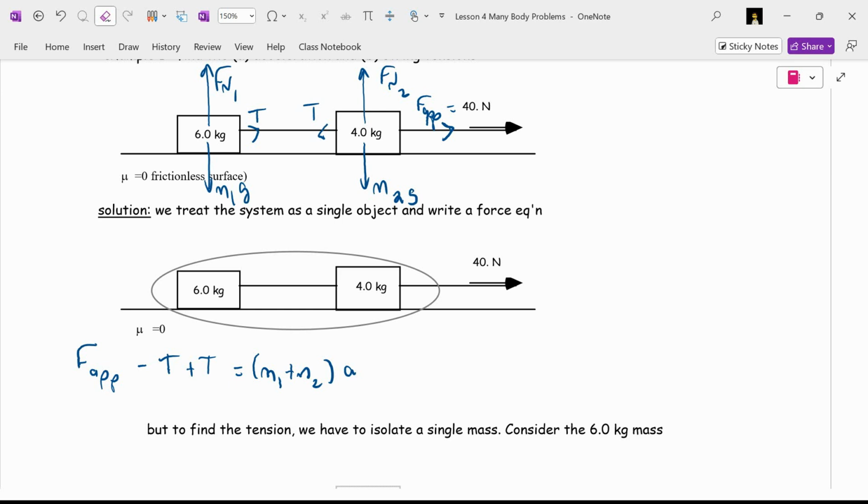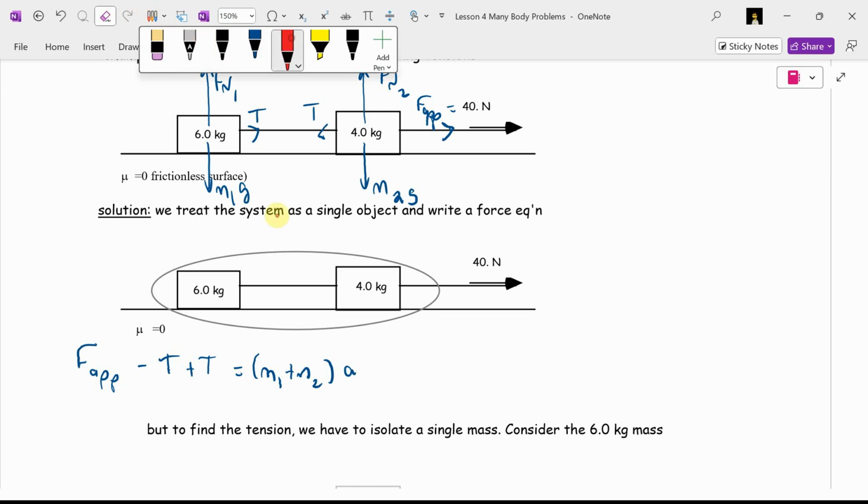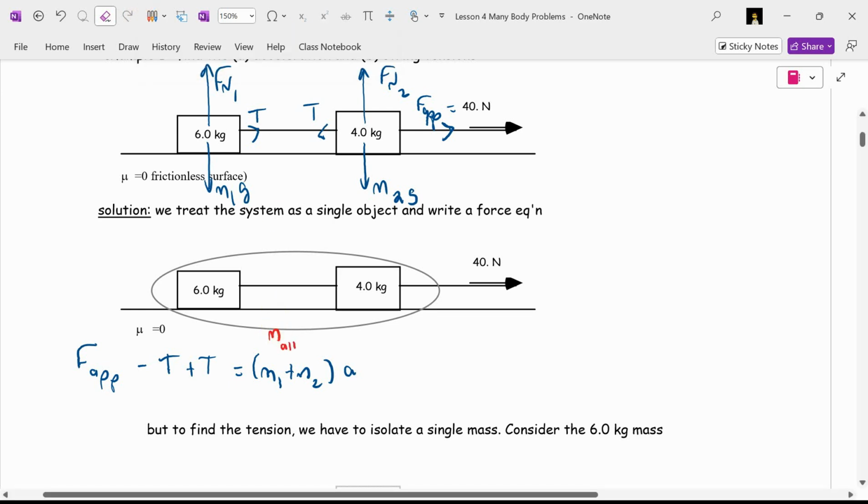Who remembers what I wrote last year as my abbreviation? I said M something A. Yeah, M all. If you want to, I'll do it in red. You can write above it. That was M all A. In this case, it's M1 plus M2. If there were 3 masses, it'd be M1 plus M2 plus M3, M all times A.